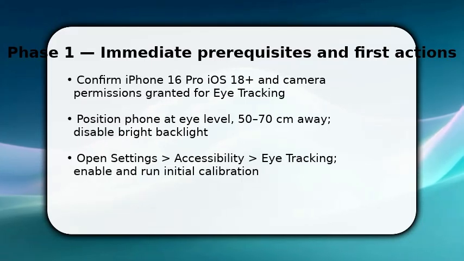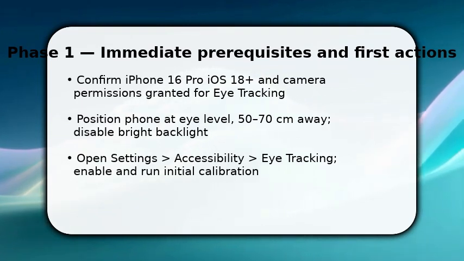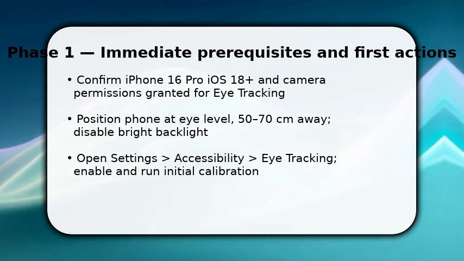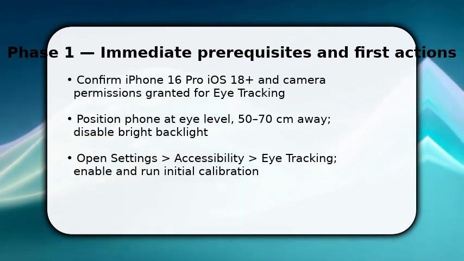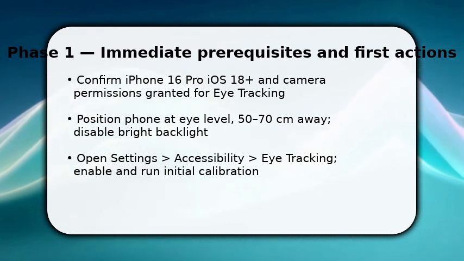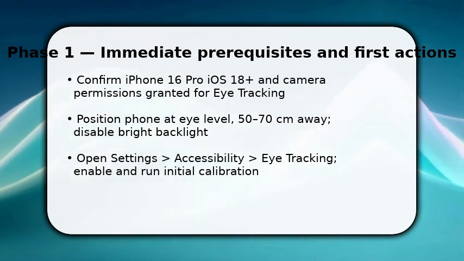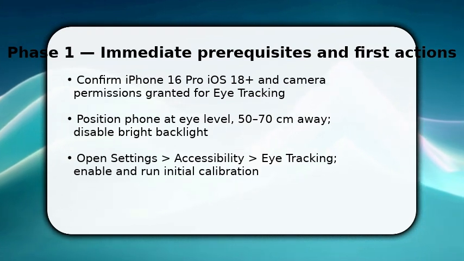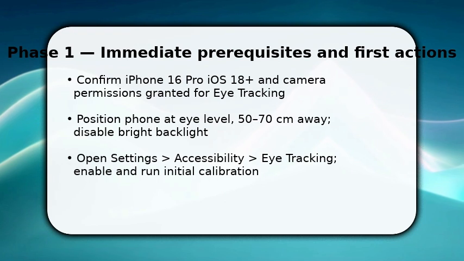You'll begin by confirming prerequisites. Make sure iOS is updated and permissions are granted so the phone can use the front camera and sensors. Once done, set the device at eye level, roughly 50 to 70 cm from your face with even soft lighting. This improves tracking reliability. Then, open Settings, go to Accessibility, find eye tracking, and enable it.